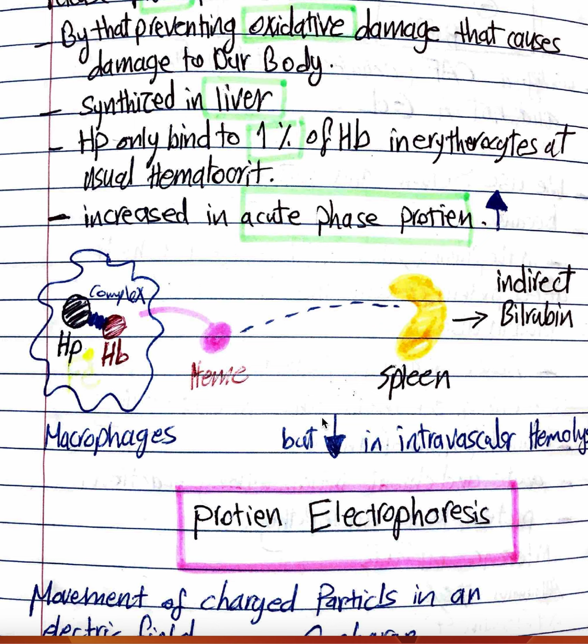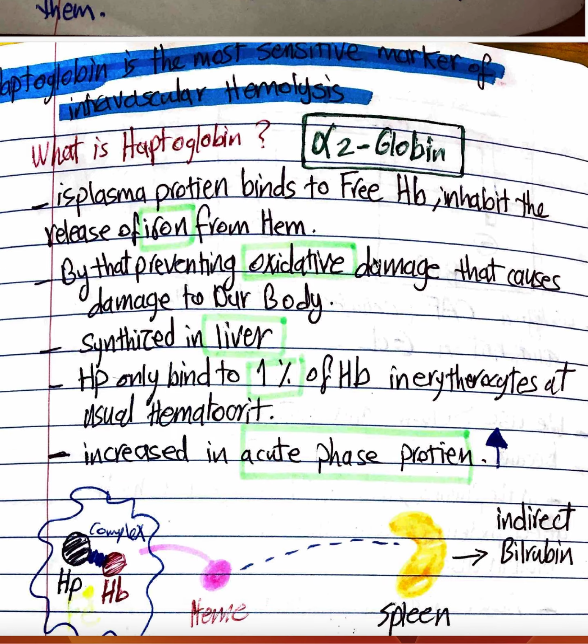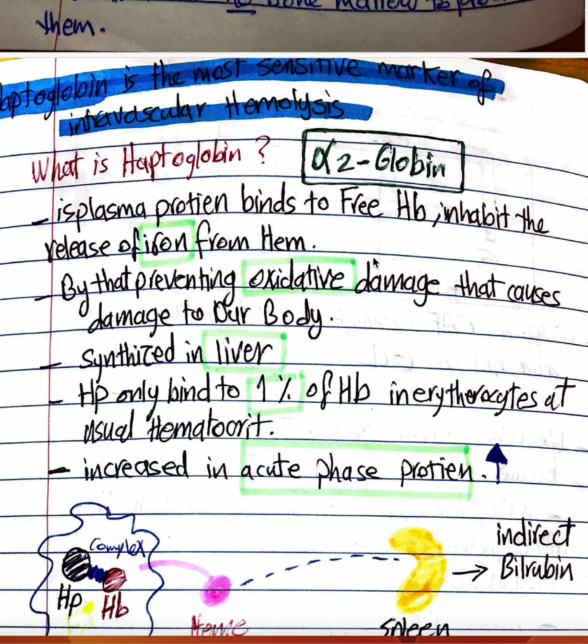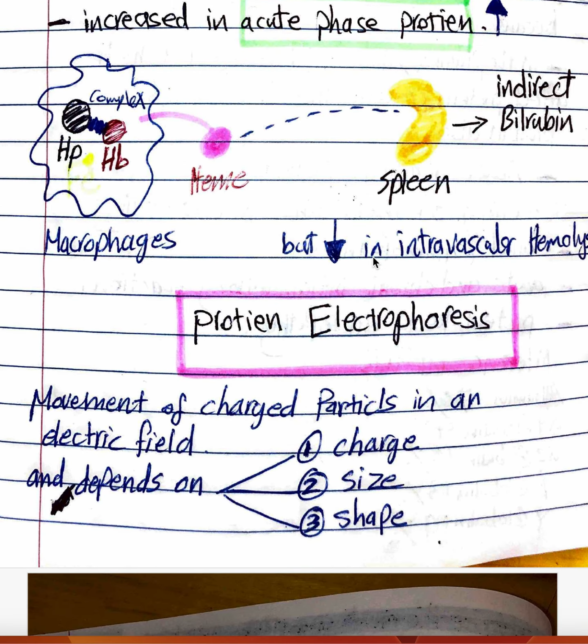Some say that haptoglobin is called alpha 2 globulin, but it's actually a globulin. And some say that it is a tetrameric structure composed of 2 alpha and 2 beta units, and these units are connected together by disulfide bonds.